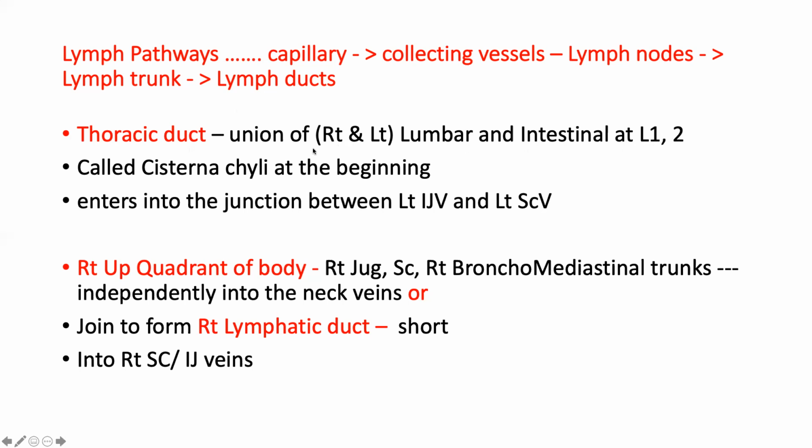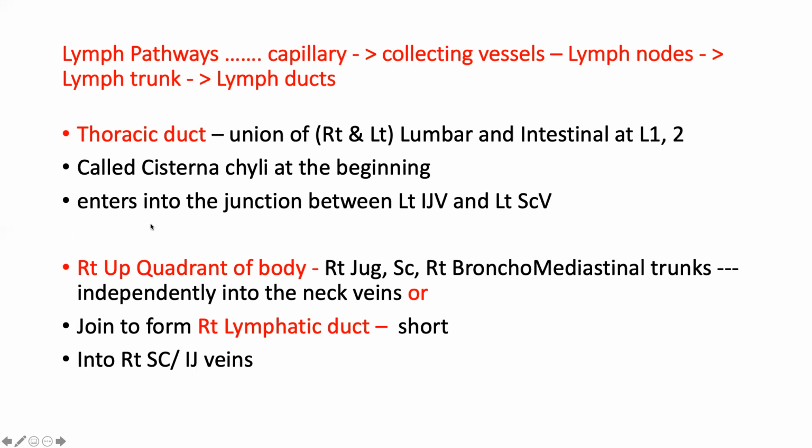At the beginning, there is a bulging area when it starts, and that area is called cisterna chyli. And finally, it will receive multiple tributaries of lymphatic trunks, and it enters into the junction between the left internal jugular vein and left subclavian vein.